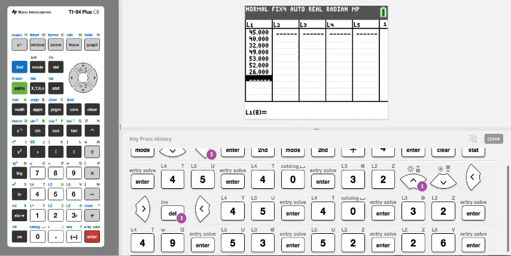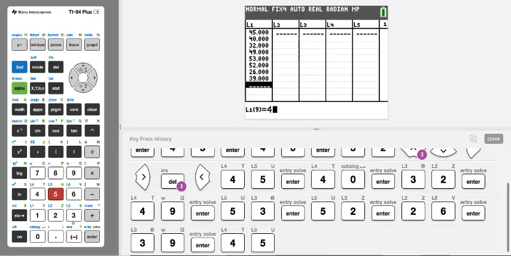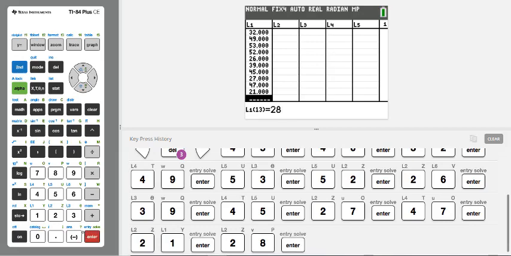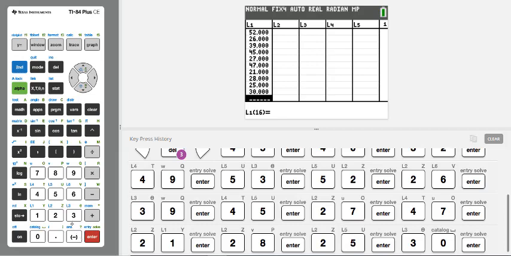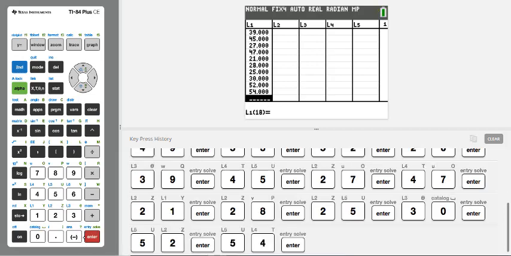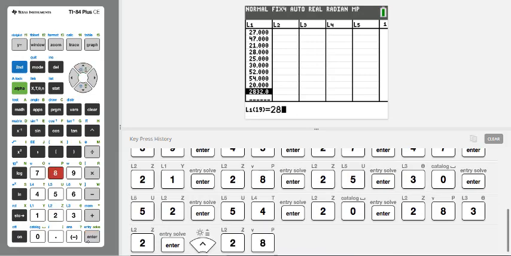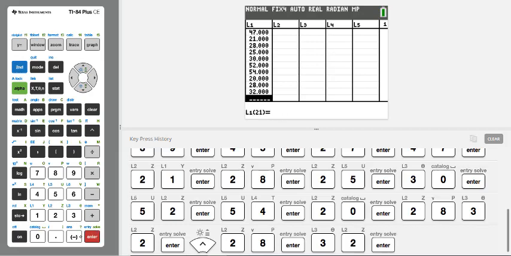26, enter. 39, 27, 27, 28, 25, 30, 52, 54, 20, 28, 28, enter, 32. Alright, so if I've typed this correctly, it should give me what I need. It'll match up all accordingly.